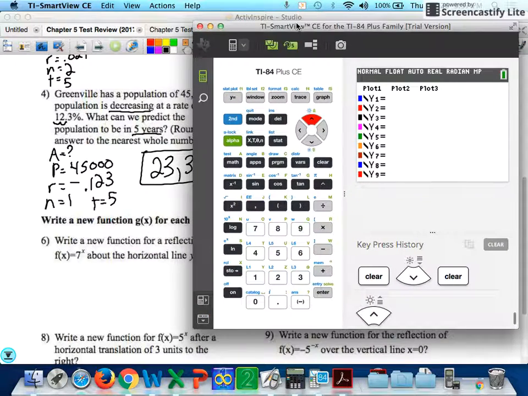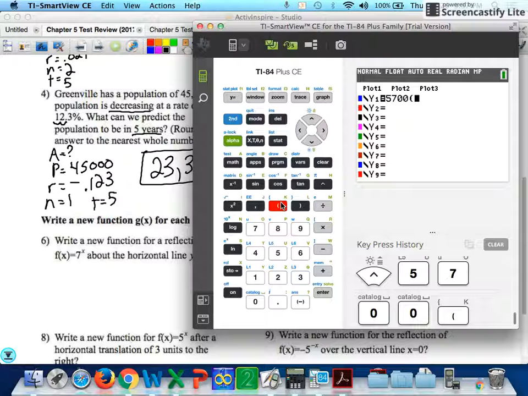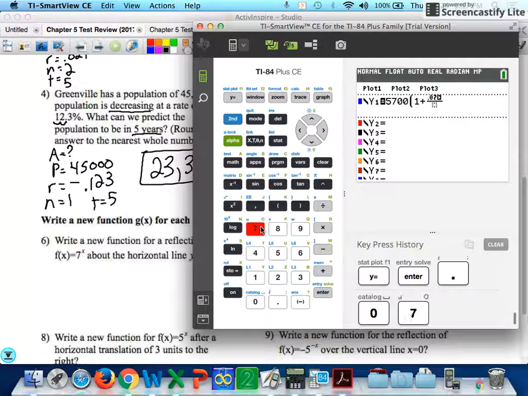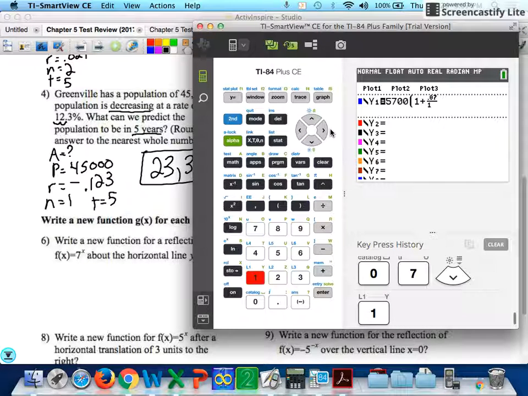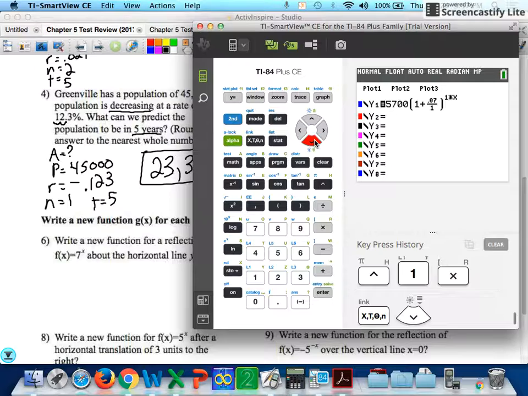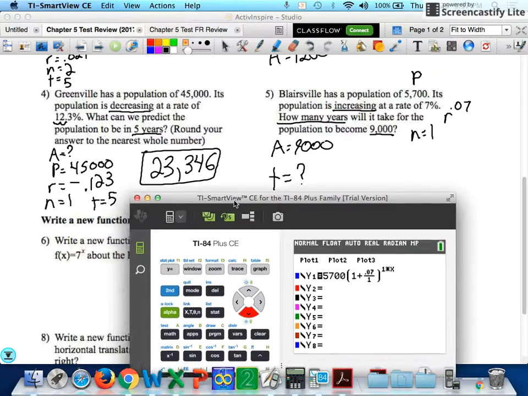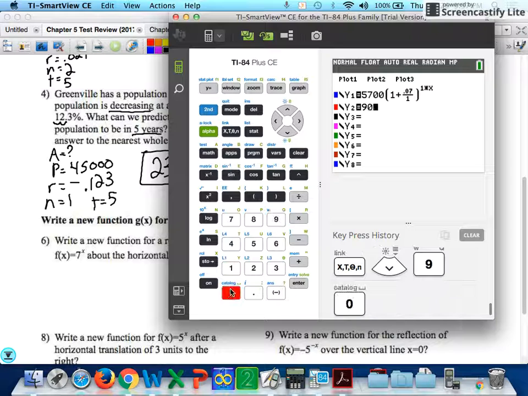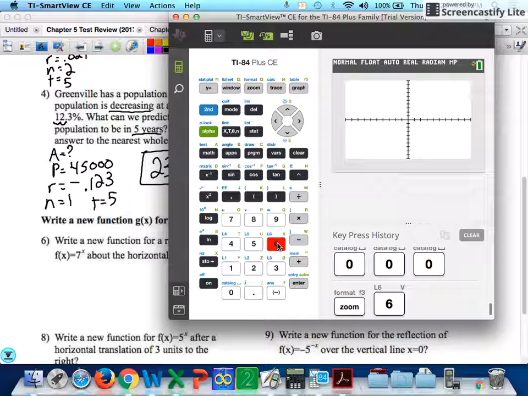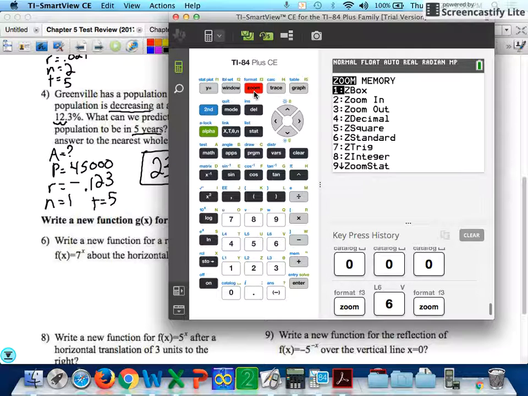our population was 5,700, parentheses, 1 plus, alpha y equals, enter. Our rate was 0.07. Our n was 1. And we're raising it to the 1 times t power. And we don't have t, so we just use x. We want to know when did that population equal 9,000. So we're looking for an intersection between that equation and 9,000. Start with zoom 6 again. Anytime you change something with the formulas, if you type it in wrong or anything, start back with zoom 6. Okay, after that, we want to zoom 0.